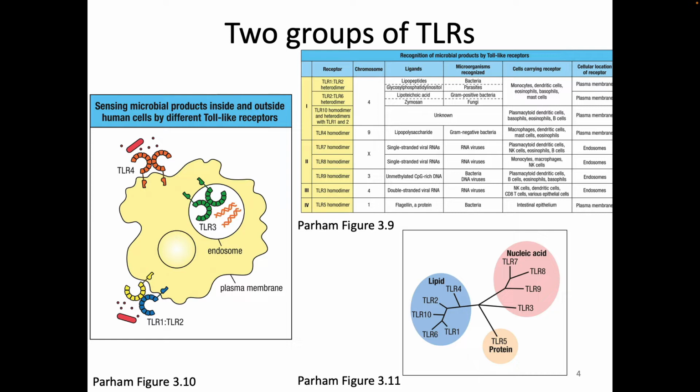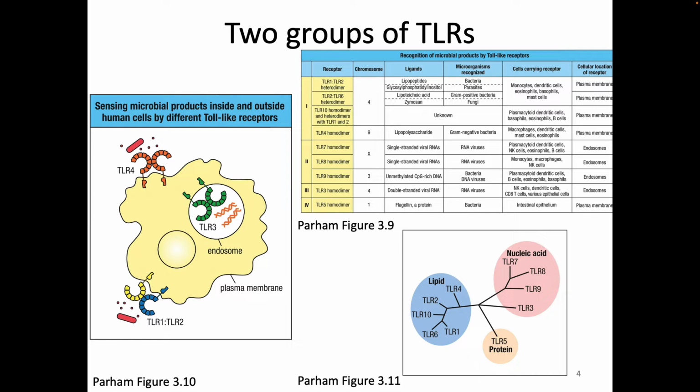And these nucleic acid binders are the ones that are in the endosome. So again, we can divide up our TLRs really nicely into two groups. And you can kind of see this here as well, where we've got our plasma membrane, ones that are largely looking at things like lipopeptides, LPS, different types of lipids, etc.